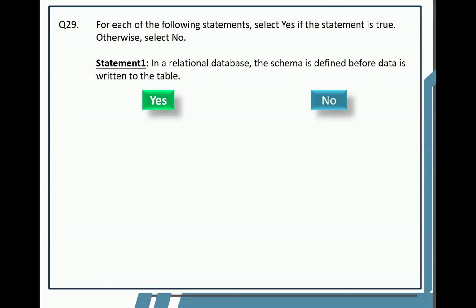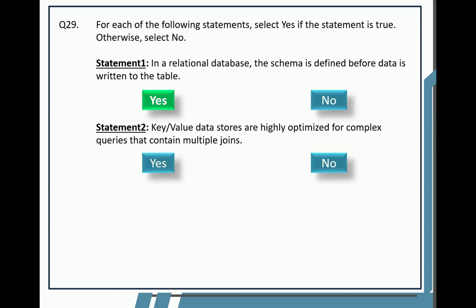Now, the second statement is key value data stores are highly optimized for complex queries that contain multiple joins. Key value data stores are designed for fast retrieval of data using a unique key. They are not optimized for complex queries. If you need complex queries with joins, a relational database is the appropriate choice.